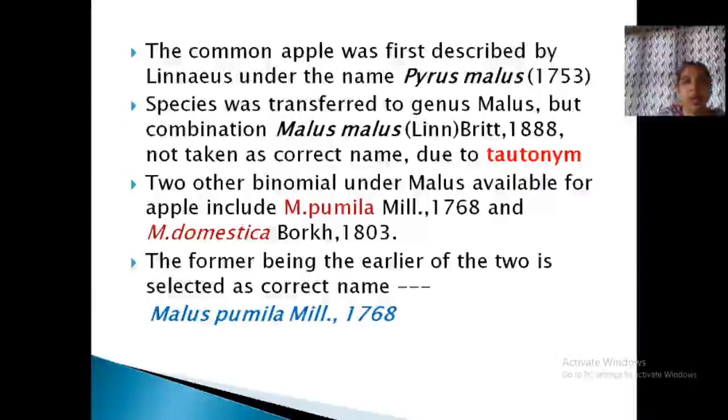Understood? Clear. Now another one is the common apple, first described by Linnaeus under the name Pyrus malus, common apple, 1753. But this species was transferred to the genus Malus. Clear? So what will happen? Pyrus becomes Malus. Then what will be the name? I already told you, malus is a specific epithet that should be retained. Clear? So it becomes Malus malus.